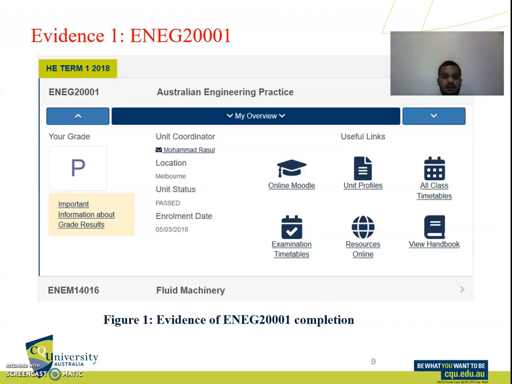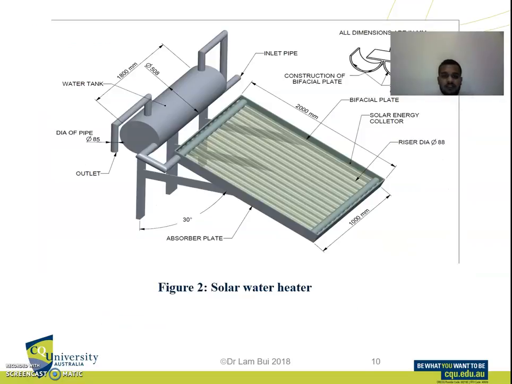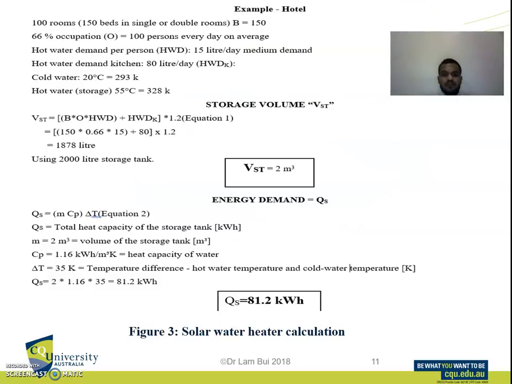This is the evidence number 1, which stands for ENEG 2002-0001, and I got grade P in that subject. This is the design of solar water heater. This is the calculation which we did during the project of solar water heater to find its efficiency and that all.